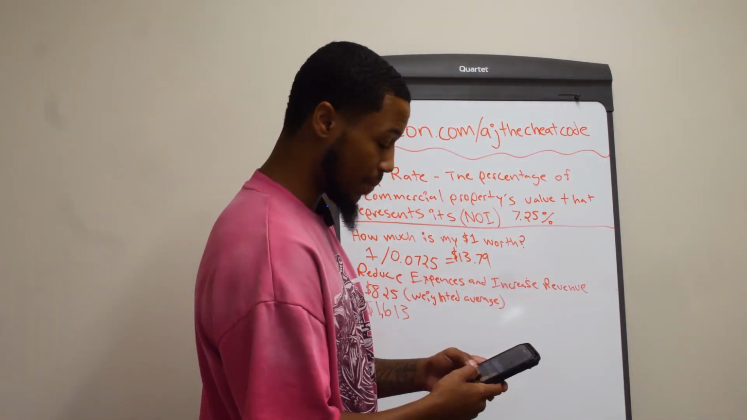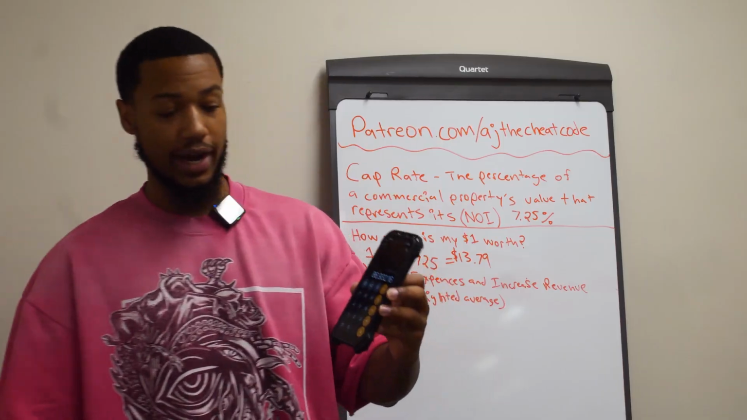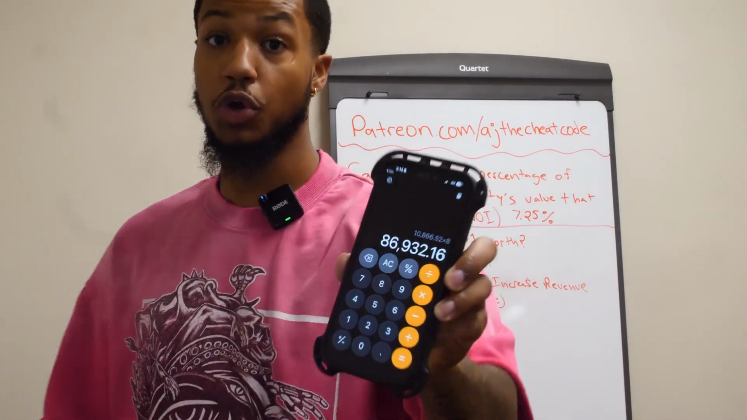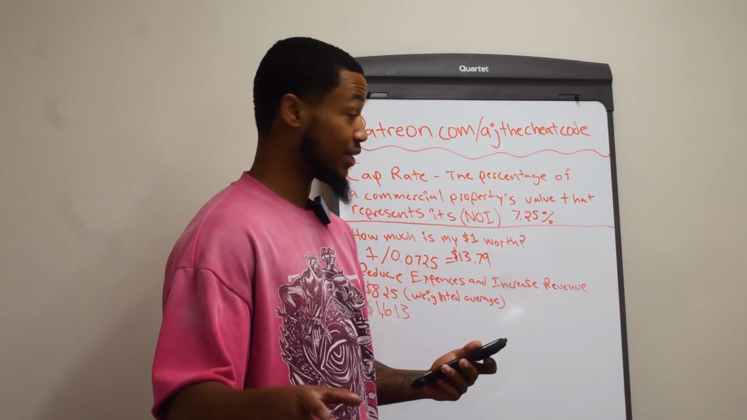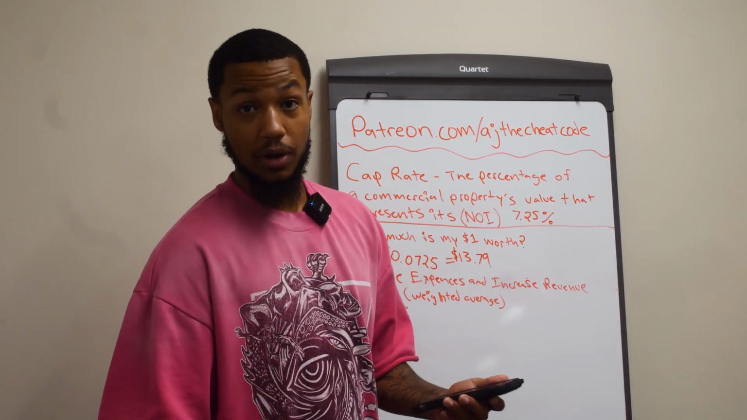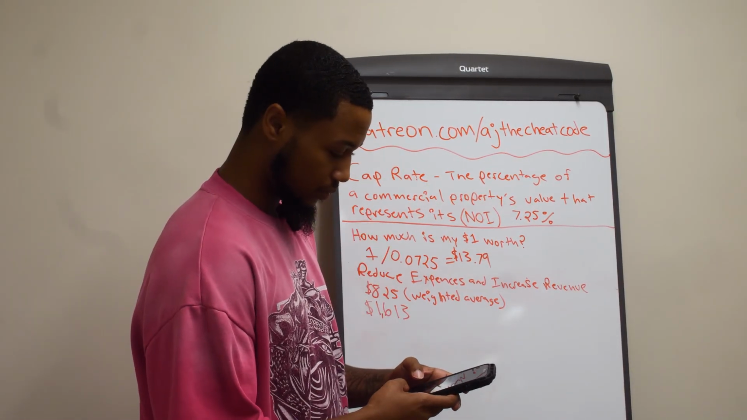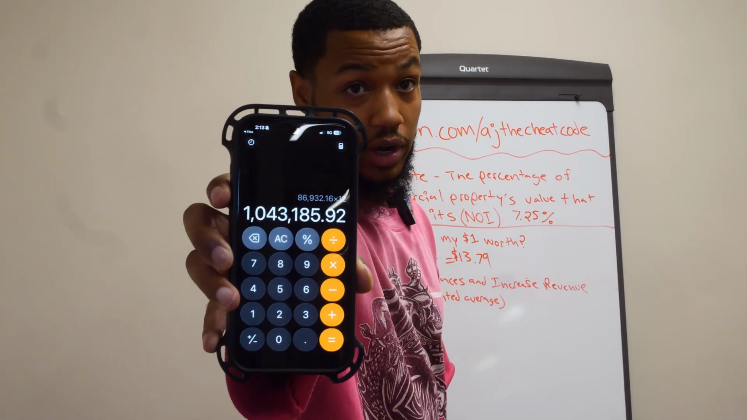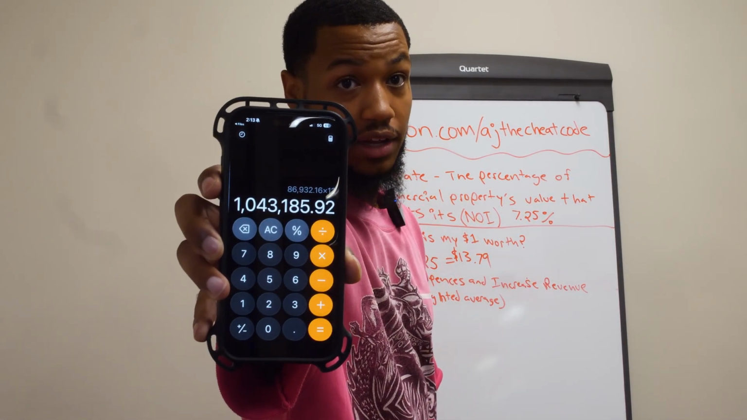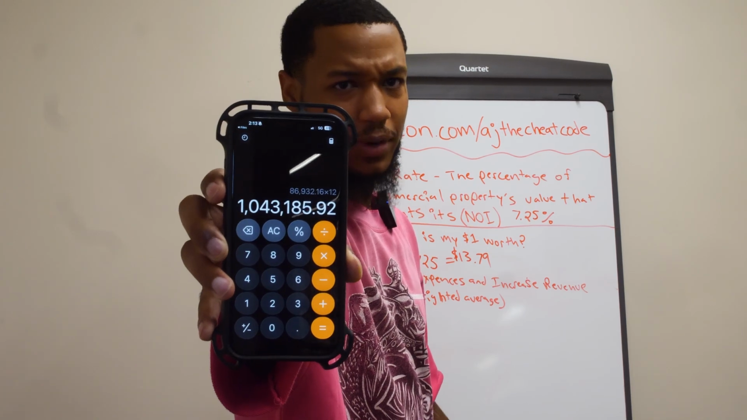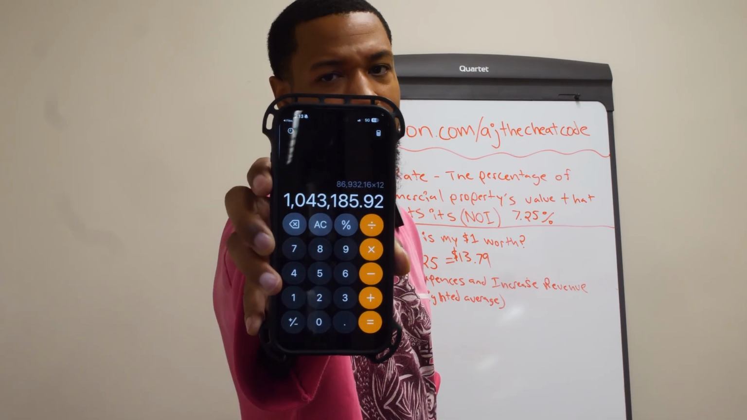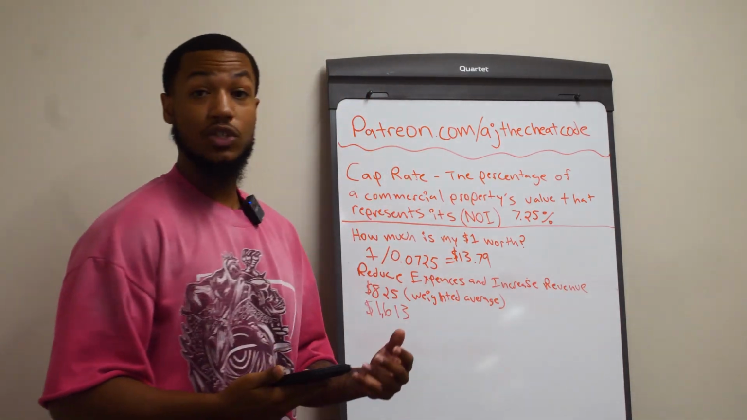Now I gotta multiply that by 8. I multiply it by 8, I get $86,932.16. Huge, because now there's 12 months in a year. I multiply that number by 12. What do I get? $1,043,185.92. There you go. That's how much value you're adding.